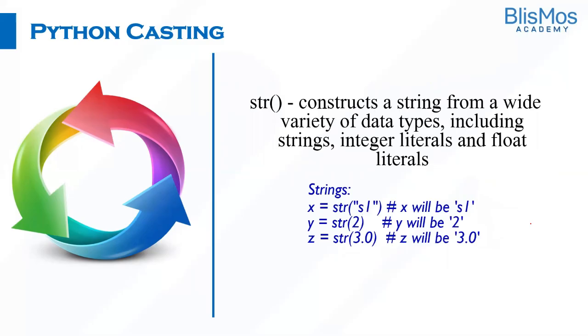If you want to ensure that whatever value you are giving is a string, you can use the string constructor function. It constructs a string from a wide variety of data types, including strings, integer literals, and float literals.